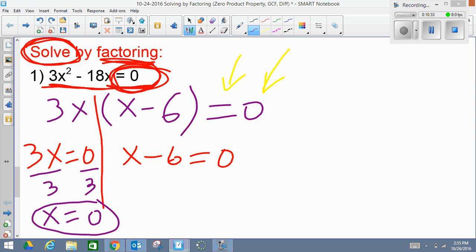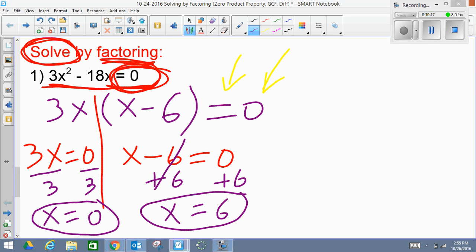The second value of x: I have x minus 6 equals 0, so to get rid of that 6, I need to do the opposite, which is plus 6, plus 6. The 6 is cancelled, and now I have x equals 0 plus 6, which is 6. And I have my two answers.